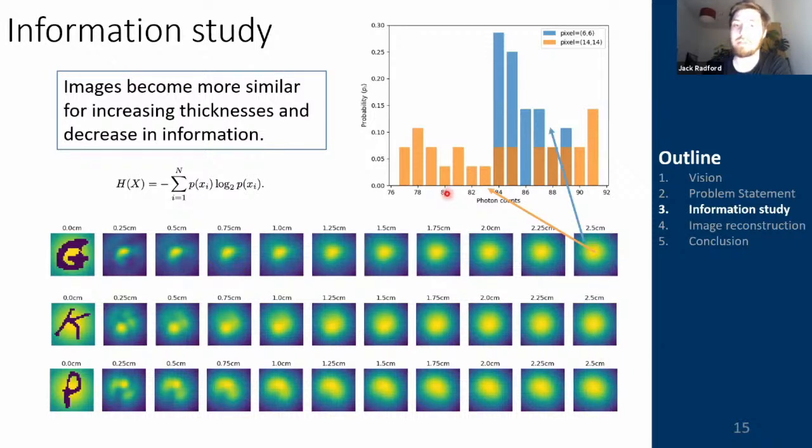So if we do this for 1,000 different hidden objects and plot this as a distribution, we can see that the broad distribution would indicate that we have high entropy and therefore high information about the image in this center pixel. But at a pixel which is further near the edges, this has a lower diversity in the values that it could have for a number of photon counts. So therefore it contains less information.